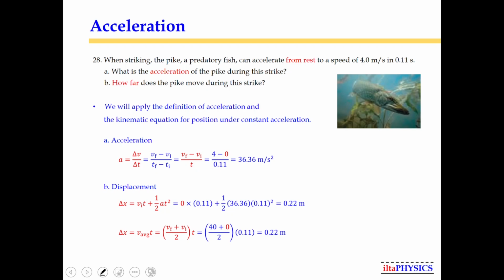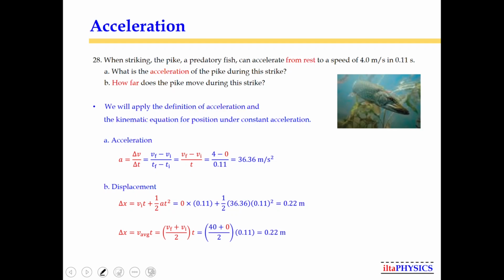Problem 28 is a calculation regarding the rapid acceleration of a pike. It is said that a pike can accelerate from rest to a speed of 4 meters per second in just 0.11 seconds. The question asks for the acceleration and the distance traveled during this time. We will solve this by applying the definition of acceleration and the displacement formula.